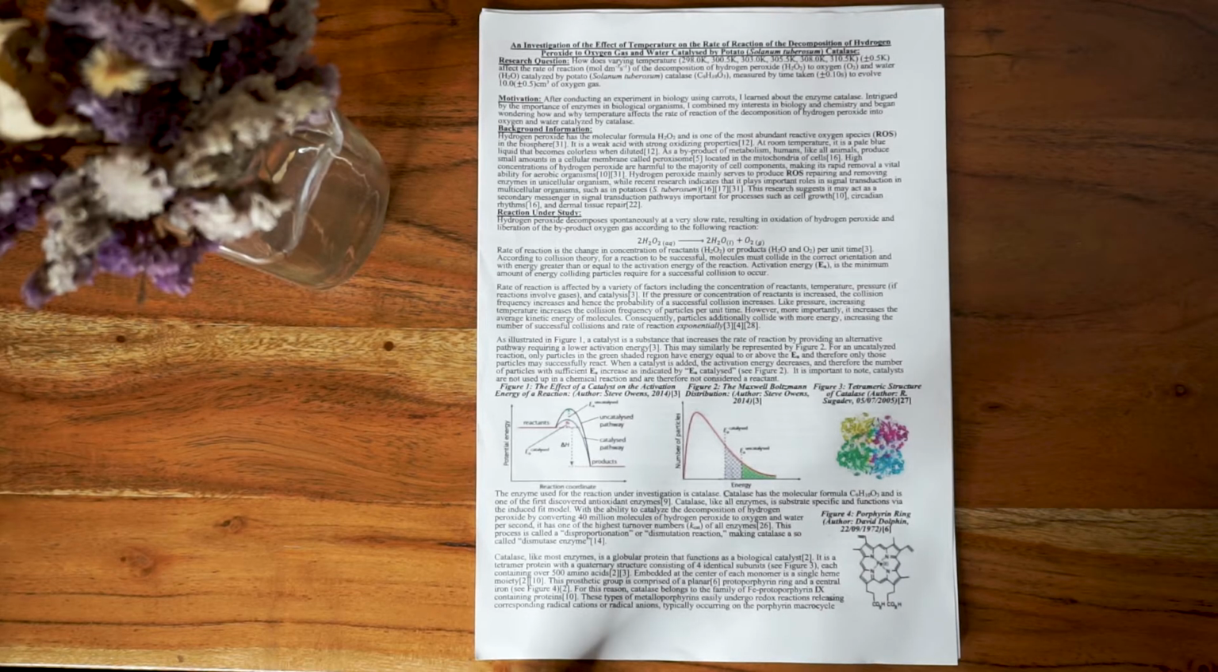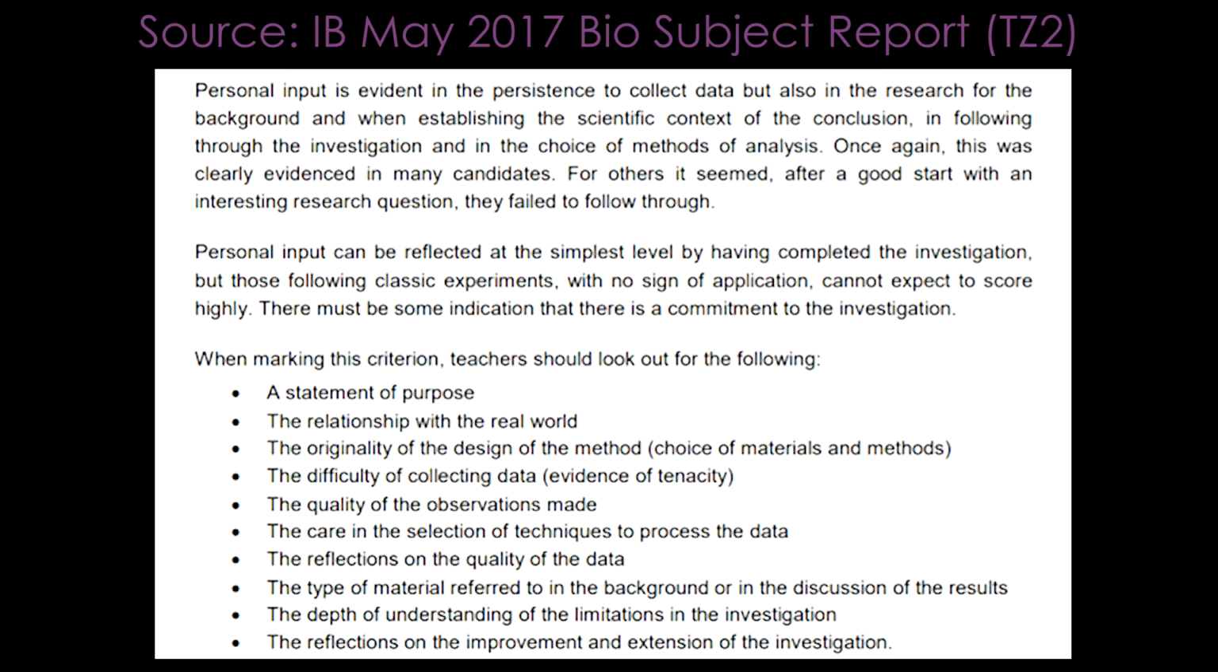Though they did not specify a list of things that contribute to the personal engagement criterion in chemistry, they have presented such a list for biology, and if you pause the video now, you can read through it. While I want to emphasize that there are differences in biology and chemistry, this list should give you a good overview of the things that may be important to consider for chemistry and gaining full personal engagement marks as well.